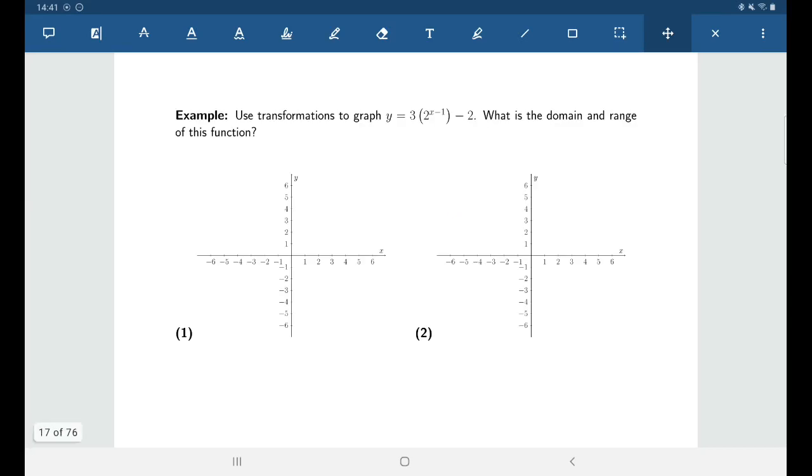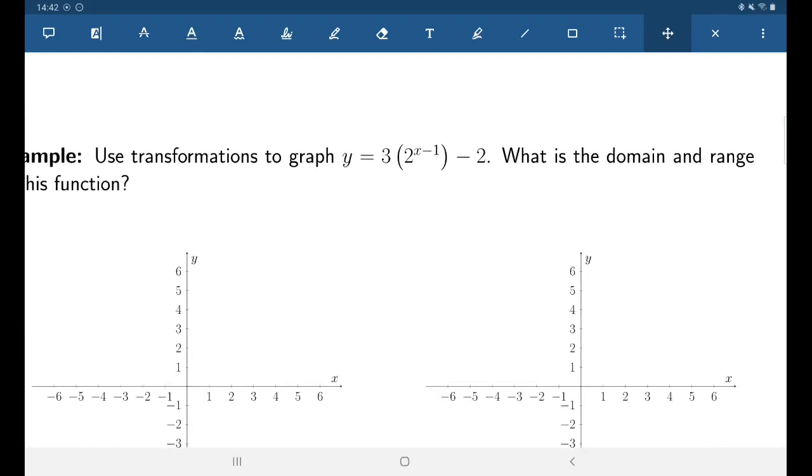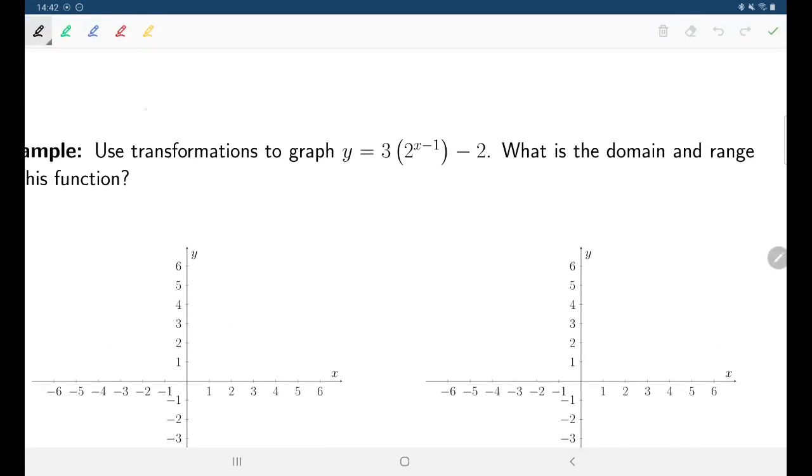Okay, so we are going to graph this function y equals 3 times 2 to the power of x minus 1, minus 2. And so the first thing that I'll do is I'll start off with my basic function y is equal to 2 to the power of x. If we're thinking about our transformations, the minus 1, the one that's being subtracted from x, that's telling us that we're going to the right by 1.